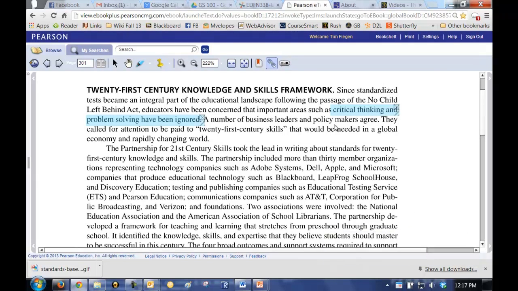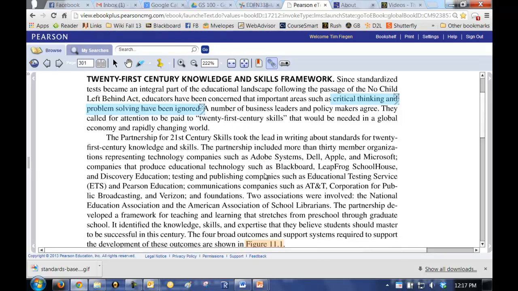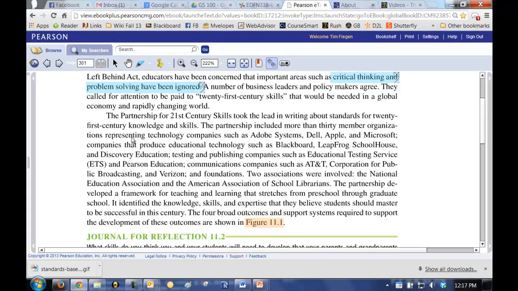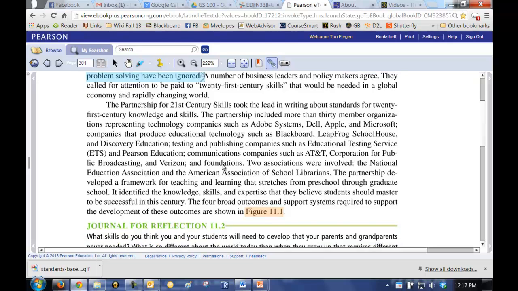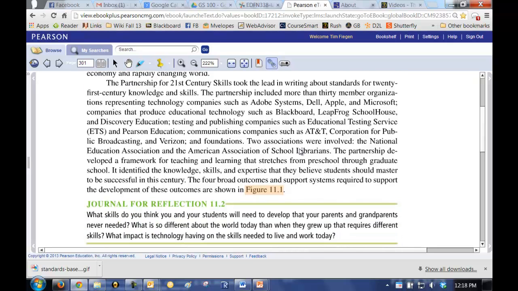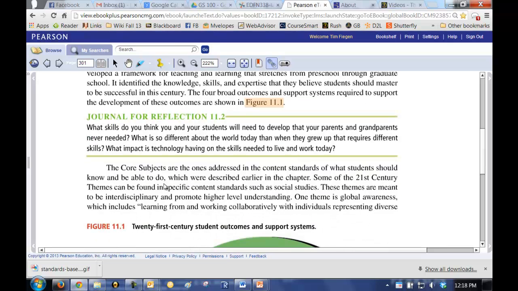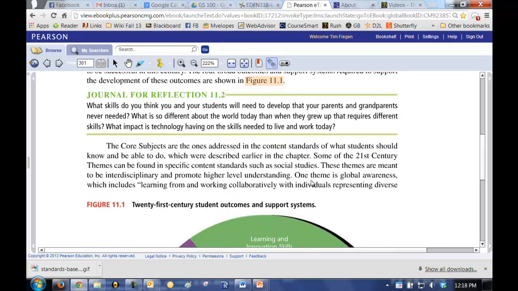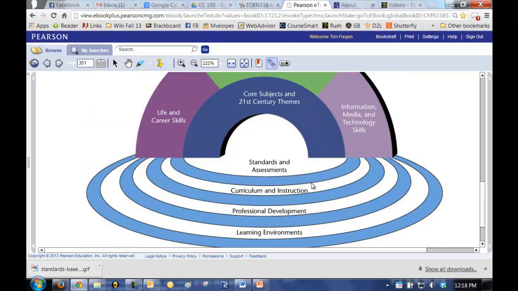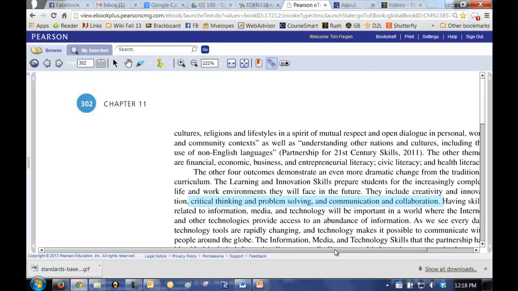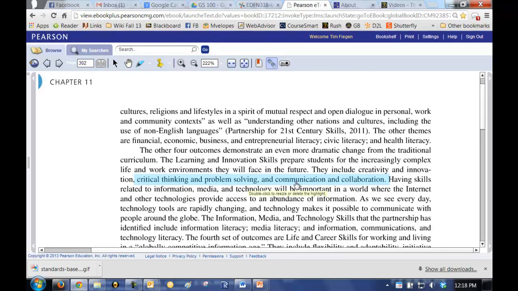All right. A number of business leaders and policymakers agree. They called attention to 21st century skills. Okay, and they would be needed in the global economy and rapidly changing world. And then it talks about this partnership of Adobe, Dell Computer, Apple, Microsoft, Blackboard, Leapfrog, Discovery Education, AT&T. Everybody got together and came up with this curriculum of standardized things. So the core subjects are addressed in the content standards through this technology. And so you get to put that in also. It goes on over here. Again, critical thinking, problem solving, communications, and collaborations. And communication and collaboration is dramatically changed with technology.